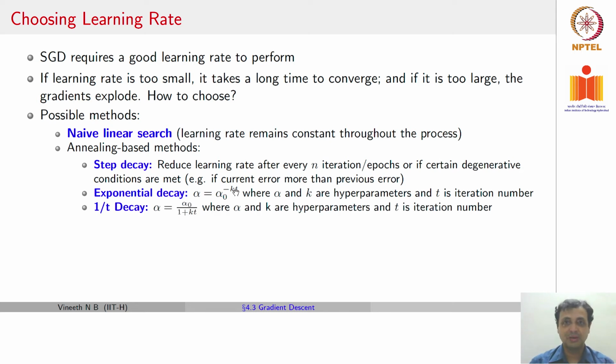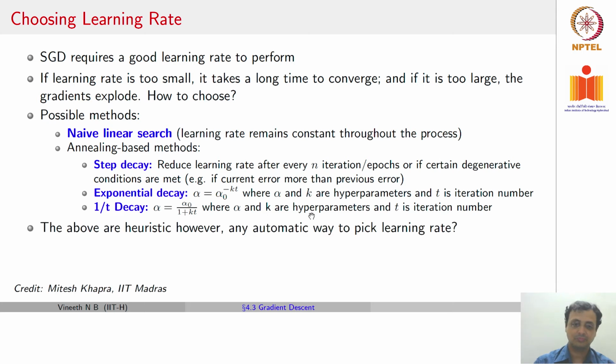You can also use a simple 1 by t decay formula where you start with an alpha naught and alpha at a particular time step is given by alpha naught by 1 plus kt, where alpha naught and k are hyperparameters and t is an iteration number. All of these, as you can see, are heuristics. We're just saying, let's just do one of these and maybe it will work.